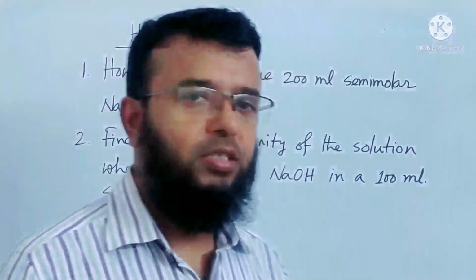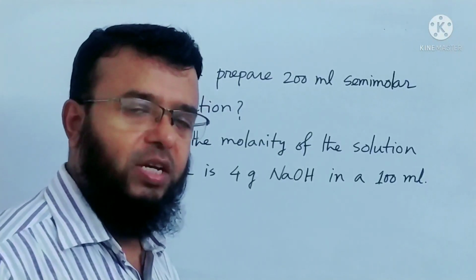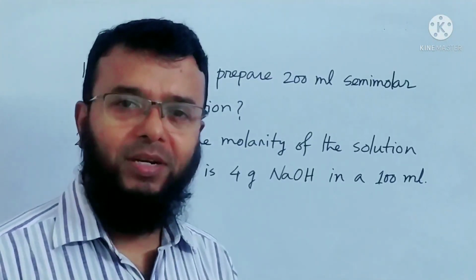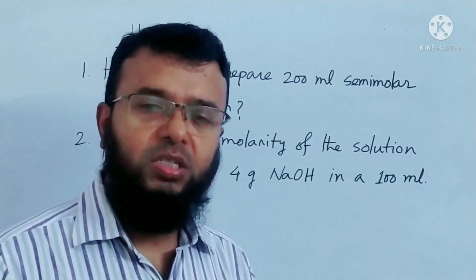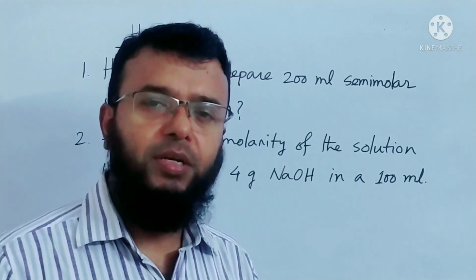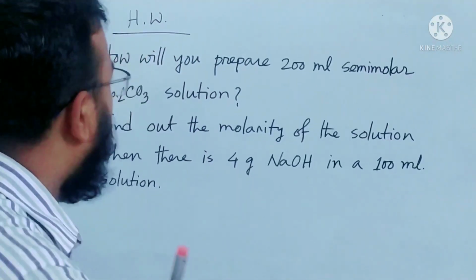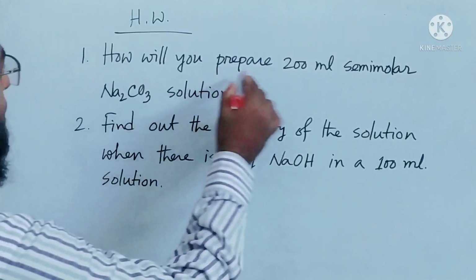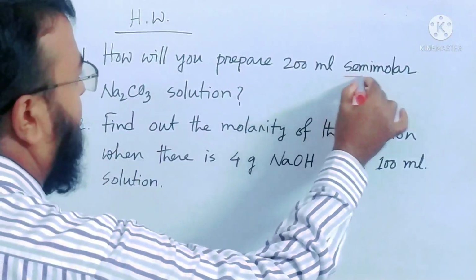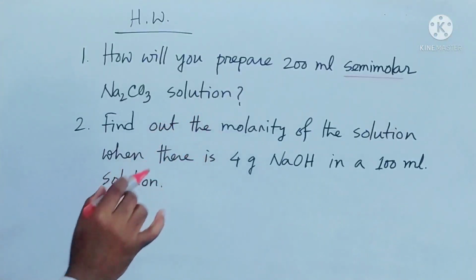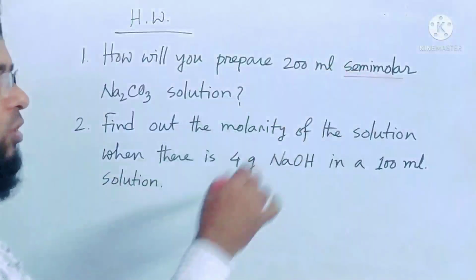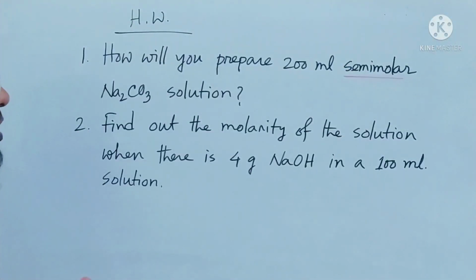Okay, dear students, now I have given homework. All of you see that I have given two mathematical terms. All of you must do it and submit it to your subject teacher. I have given first one, how will you prepare 200 milliliters semimolar sodium carbonate solution. Everybody knows semimolar, that means it is 0.5 molar.